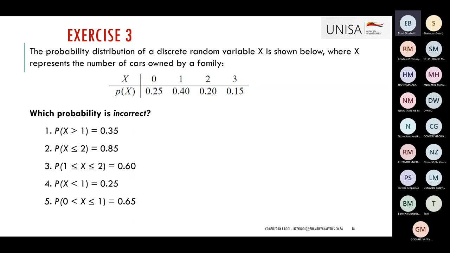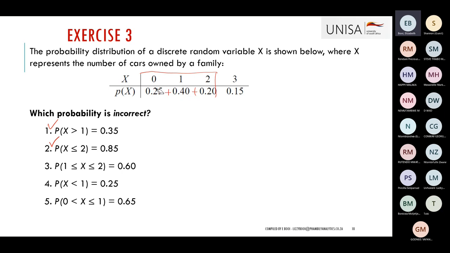Which probability is incorrect? The probability that X is greater than 1 is equal to 0.35. True. Yes, correct. Greater than 1, therefore, it means we must add all those probabilities. That is correct. So it's the addition of those two probabilities that is correct. The probability that X is less than or equal to 2, it means all of them, right? It's true. So here we're calculating all of them. We're adding all these probabilities. Yeah, that's correct.